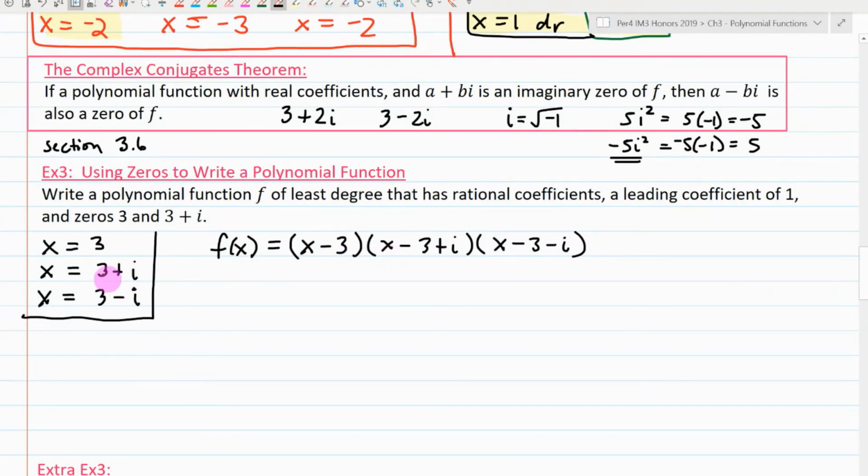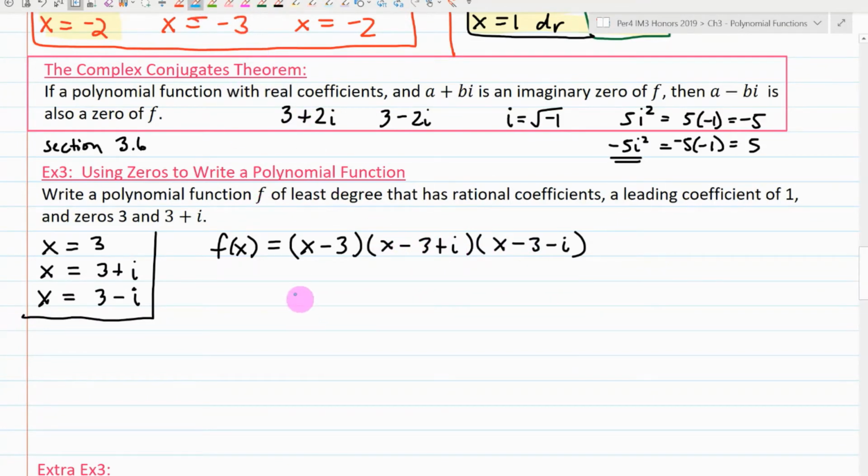So it would be x minus 3 plus i, which makes it minus 3 minus i. And x minus this quantity, which would make it minus 3 plus i. We could just write them as they are because they always kind of become each other. All right, same as last time.